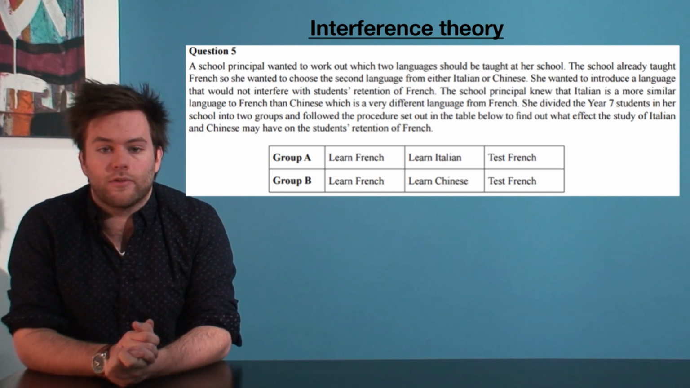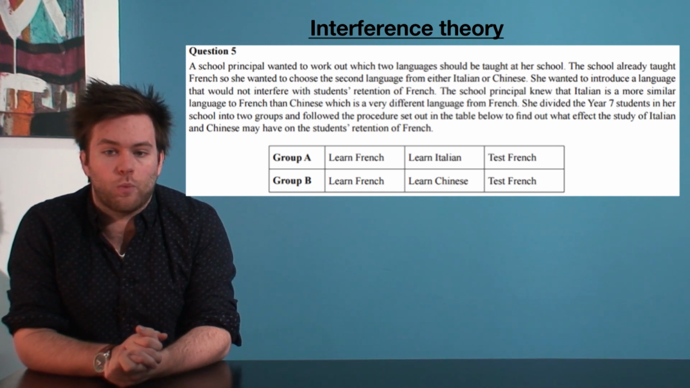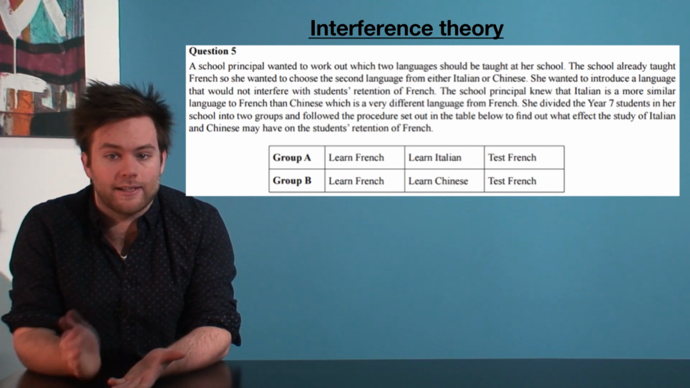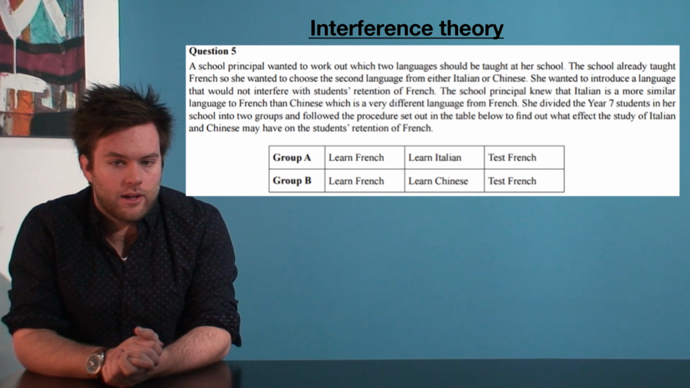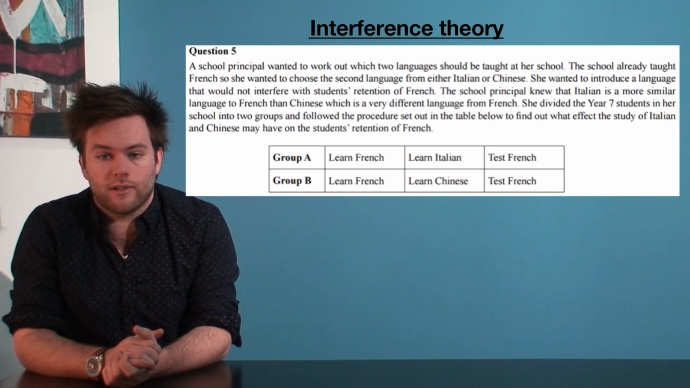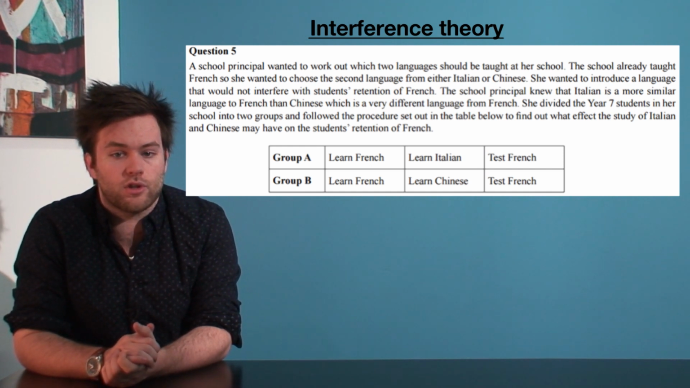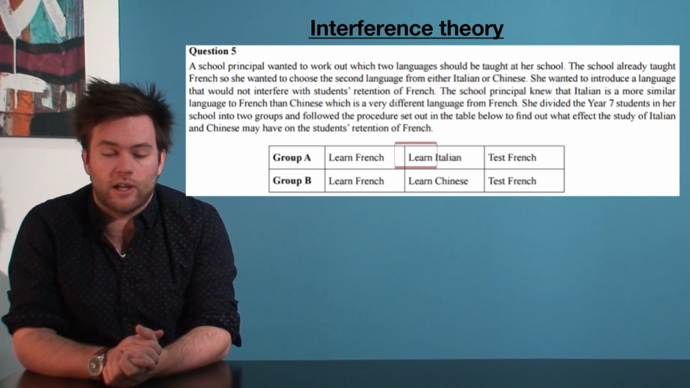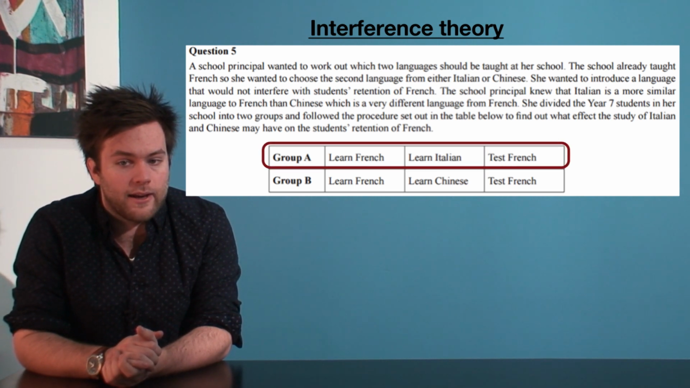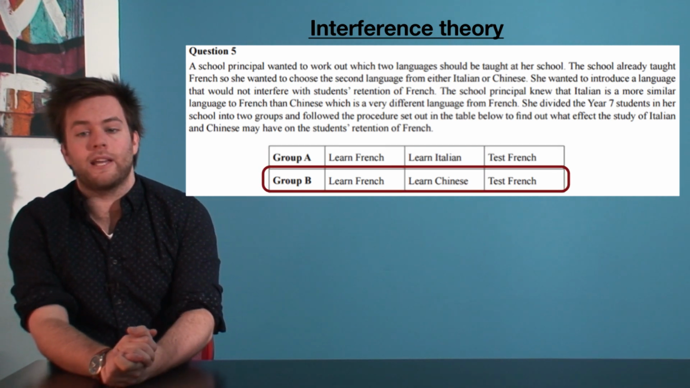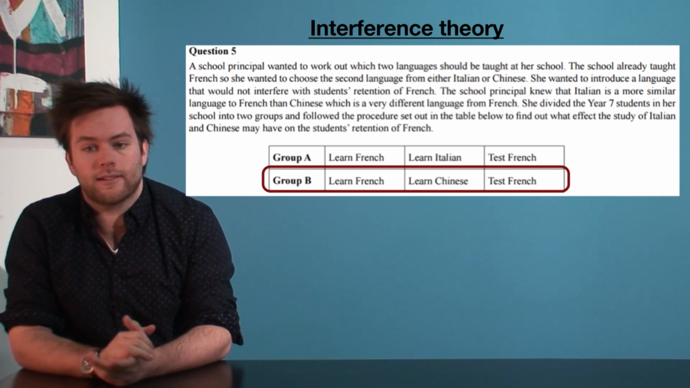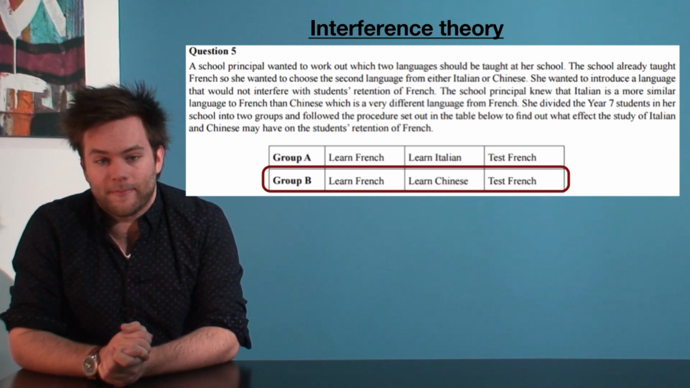The case study tells of a school that already teaches French and wishes to choose another second language to teach out of Italian and Chinese. The basis of the decision will be which language interferes the least with French. The principal divided the Year 7 students into two groups to see which language the school should choose. Students in Group A learnt French and then Italian, and were then tested on French. Students in Group B learnt French and then Chinese, and were then tested on French.